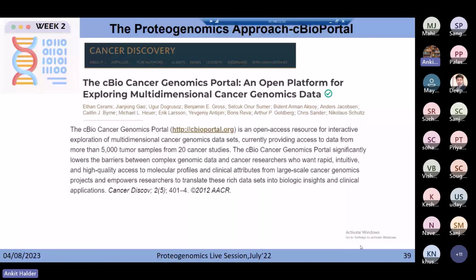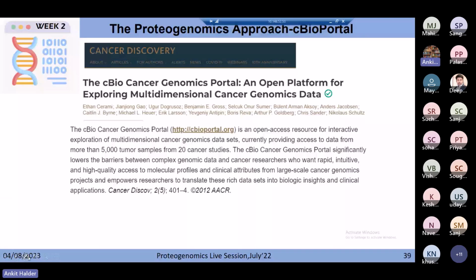So this is one portal, the cBioPortal for cancer genomics, which helps in visualizing the TCGA data. It is an open platform through which you can explore multidimensional cancer genomics data.